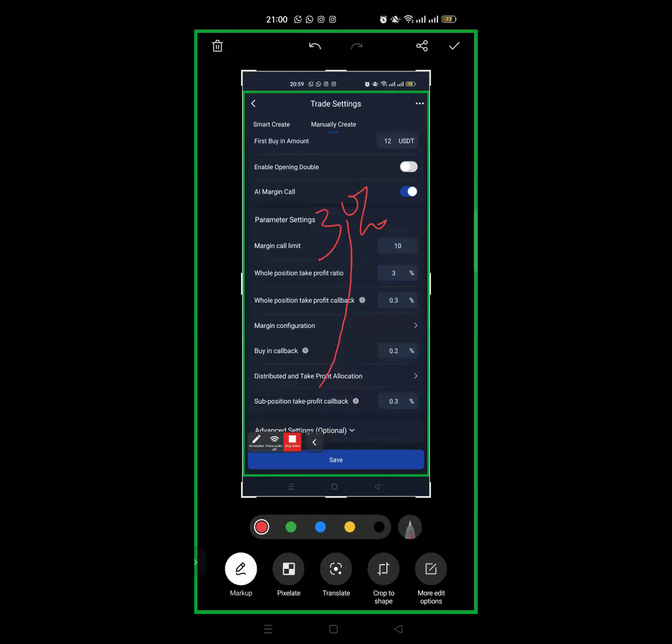But this robot is amazing. It's very, very amazing. It's artificially intelligent. So once that coin pumps and gets to 3%, your robot doesn't take that 3% immediately. It has to trigger the callback that you set. Some people put 0.1, some people put 0.2, some people put 0.3. That's why you have to understand this so that you will know what to put yourself.